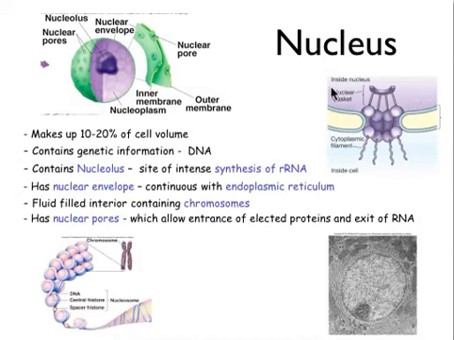Here we can see a picture: this is inside the nucleus, and this is inside the cell, so this is the cytoplasm. Here is the cytoplasmic filament, and here is the nuclear basket.